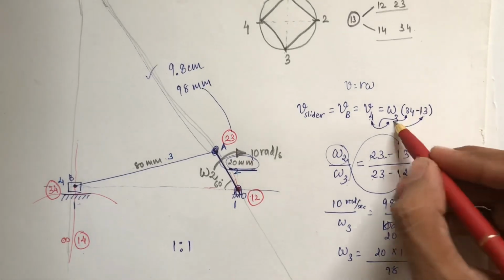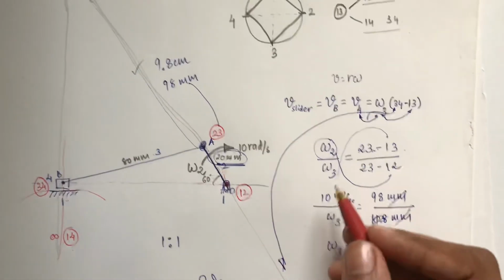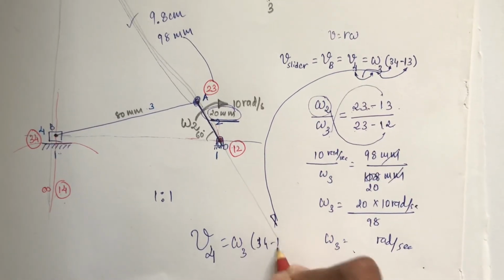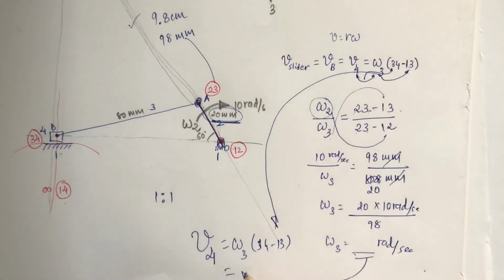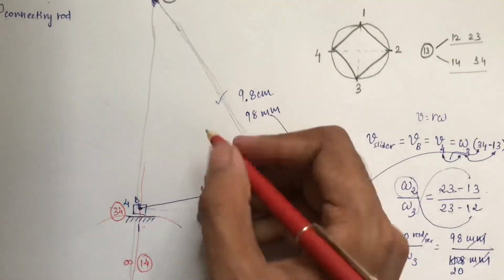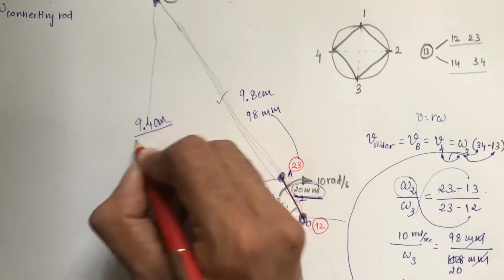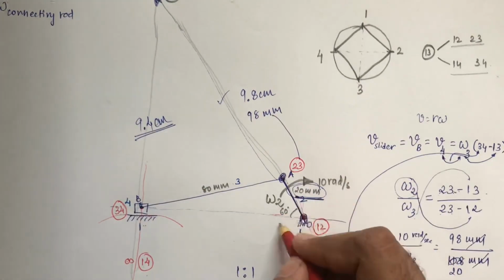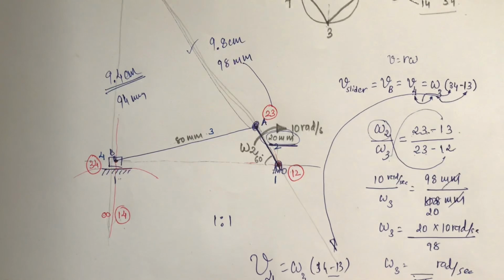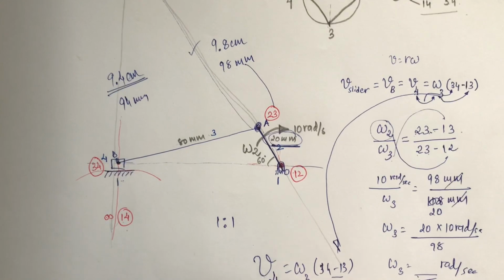Use this omega 3 answer over here. So the velocity of the fourth link, which is the slider, is omega 3 times the 3 4 to 1 3 distance. Omega 3 will be over here. Measure the 3 4 to 1 3 distance using a scale. Let's say, as an assumption only, it is 9.4 centimeter using the scale. So converting into the original scale of the configuration diagram, it is 94 mm. You write 94 mm over here, and ultimately your answer will be in mm per second. That represents the velocity of the fourth link.